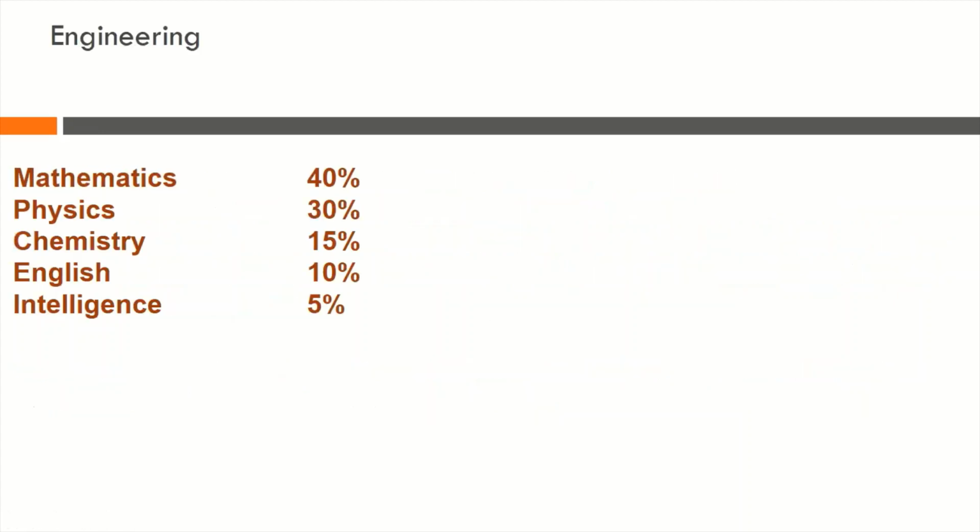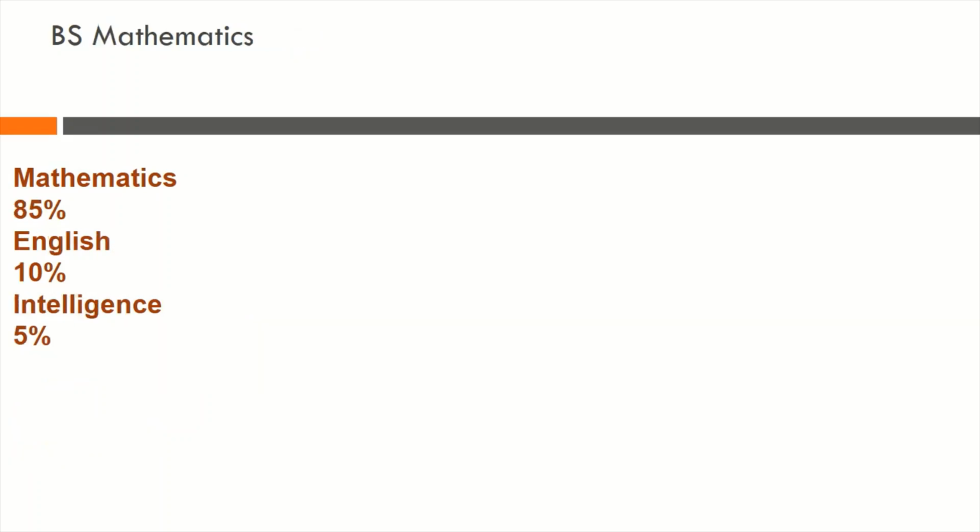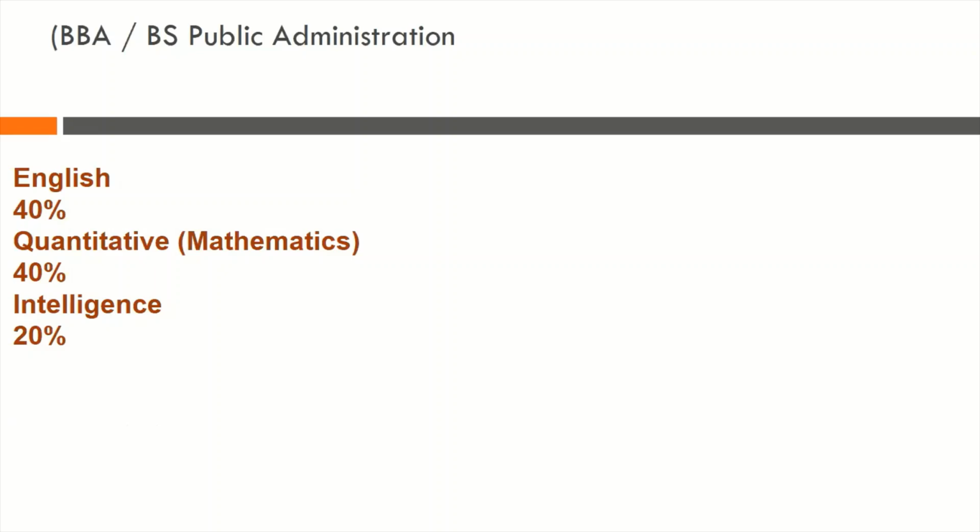And next is the NET patterns. So mathematics, as we were saying, for engineering 40%, 30%, 15, English, and 5. And BS computer sciences, if somebody is interested, they will watch this video, we will make this video. So if somebody is interested in BS computer science, so these are the weightages of those. So this was BBA, BS public administration.